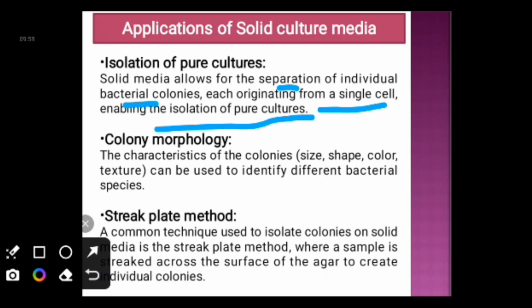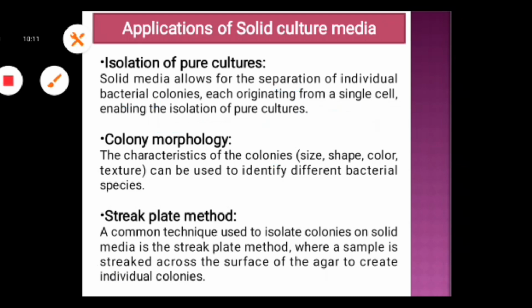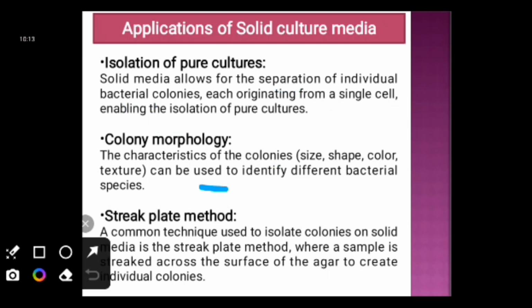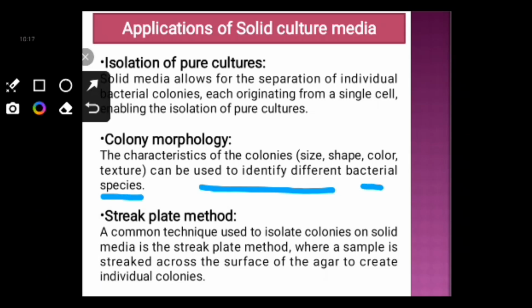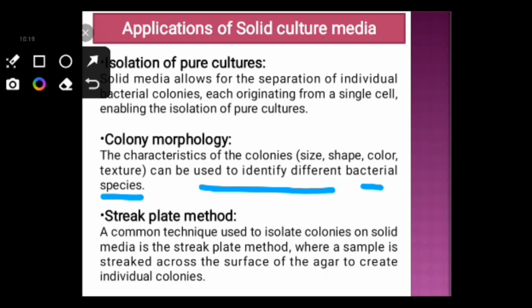Next is colony morphology. Solid culture media are used to identify colony morphology. The characteristics of colonies, that is size, shape, color and texture, can be used to identify different bacterial species. The size, shape, color and texture vary in different bacterial species. Thus, you can identify different bacterial species.